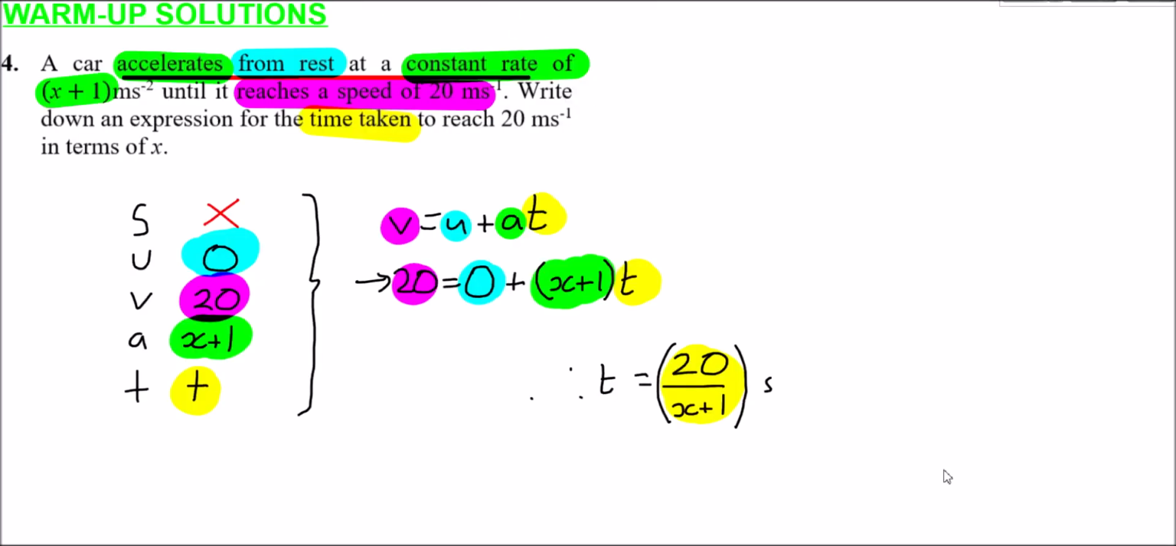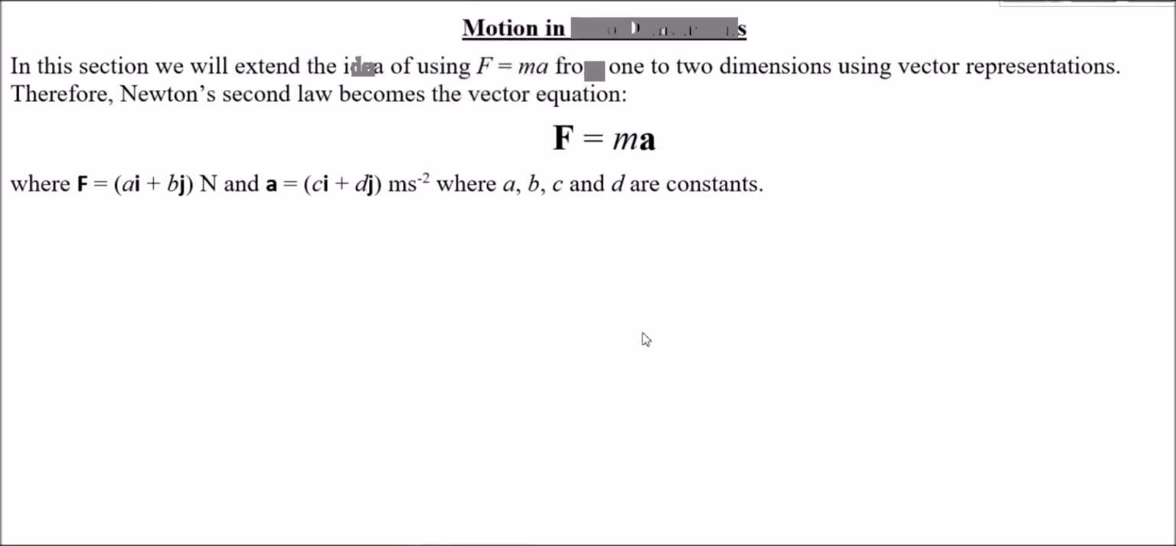I must warn you, hopefully you don't get dizzy, so hang on to your seats. Ta-da! Motion in 2 dimensions. Today, in this main section, we're going to extend the idea of using F equals ma from 1 to 2 dimensions using vector representations.